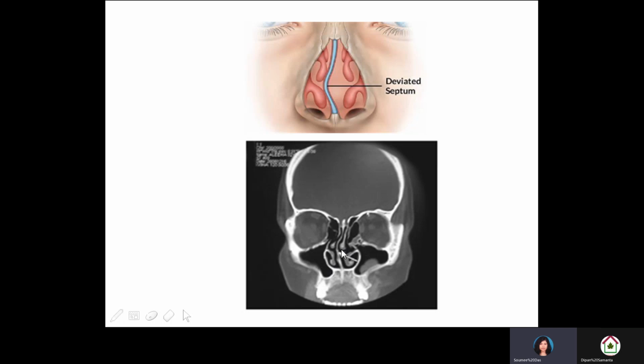These are the nasal conchae or turbinates. We will see them later. These are the different sinuses, this one, this one, this one. First of all, we need to identify which type of imaging this is. So this is a CT.